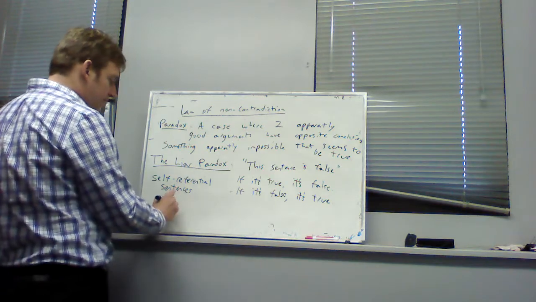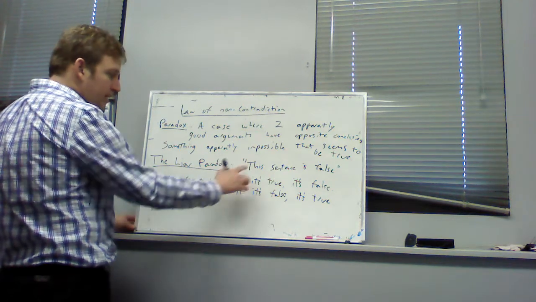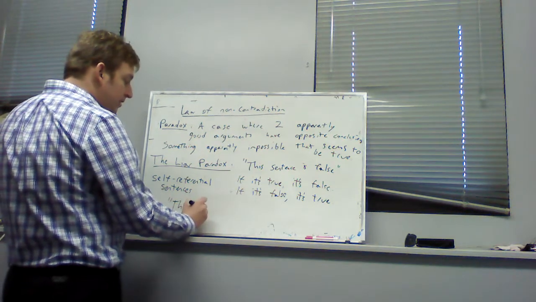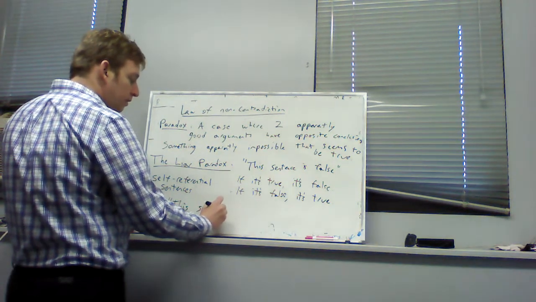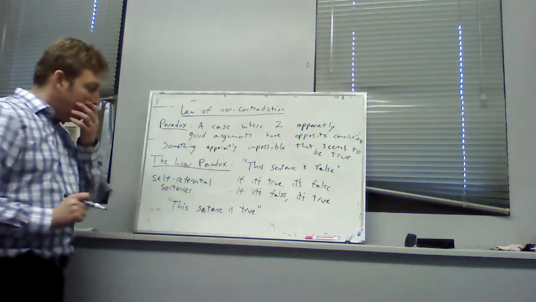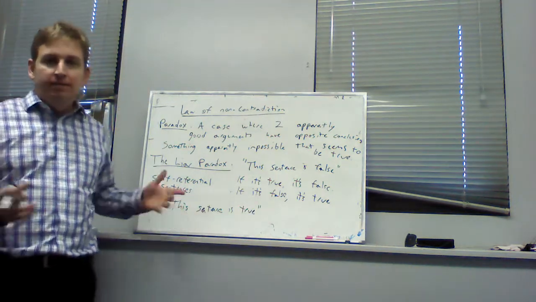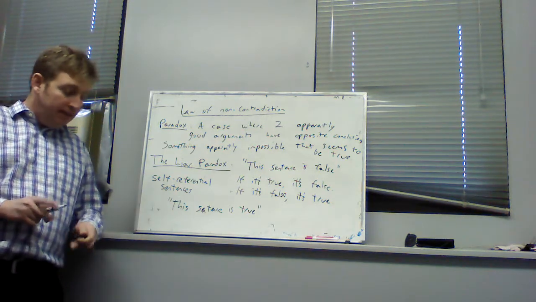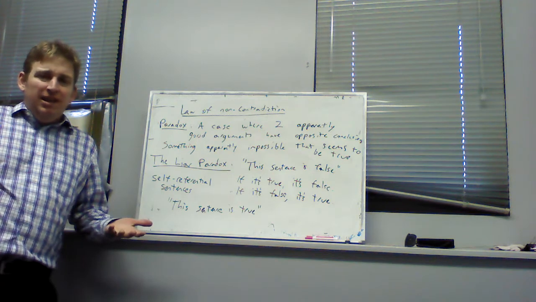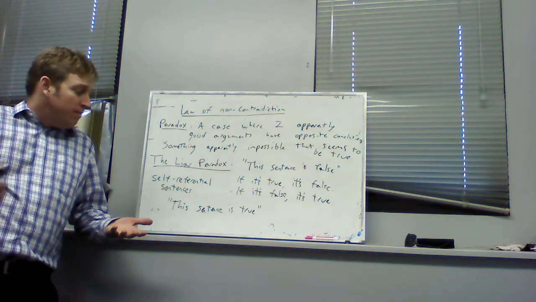Consider the sentence, the exact analogous sentence to "this sentence is false." It's "this sentence is true." Now, this is not a liar sentence. It's not a paradox at all. It says of itself that it's true. But what is it really saying of itself is the question.